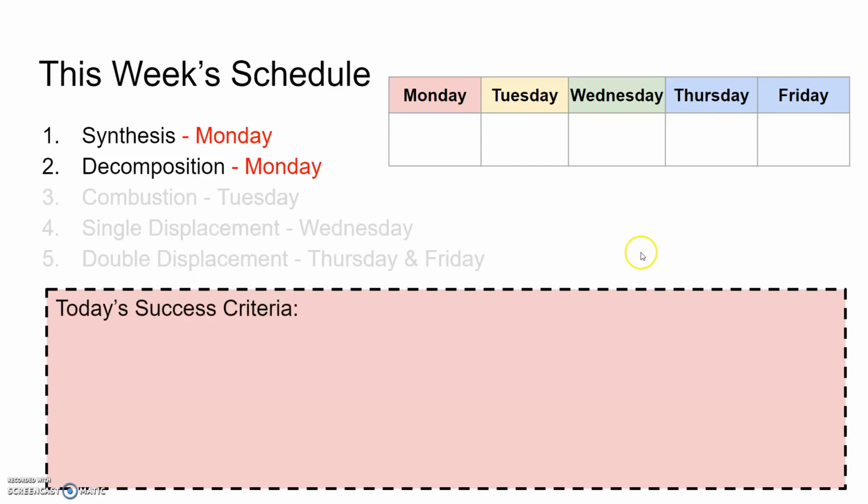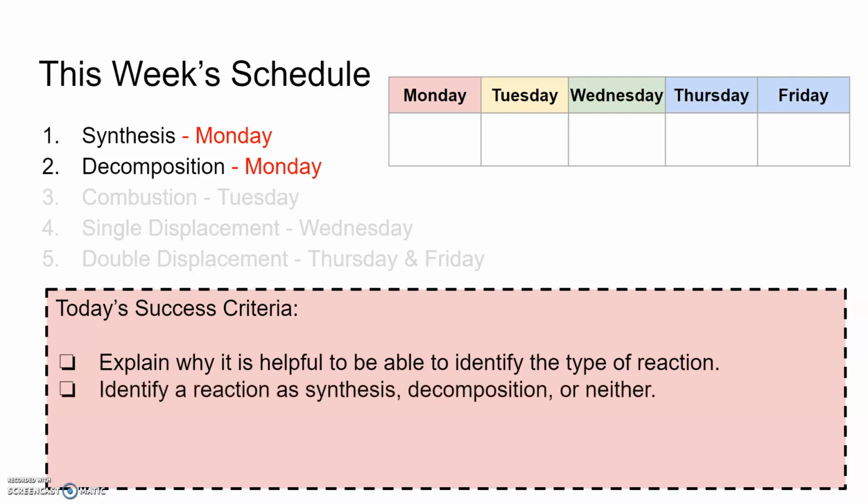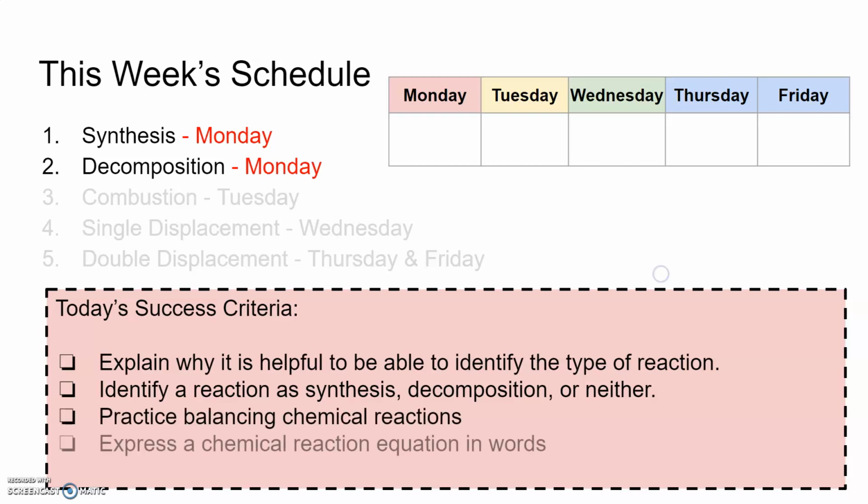And there are several items for success for today. So first, be able to explain why it's helpful to be able to identify the type of reaction. Next, be able to identify if a reaction is synthesis, decomposition, or neither. We'll also practice balancing chemical equations. And finally, we'll be able to express a chemical reaction equation in words.